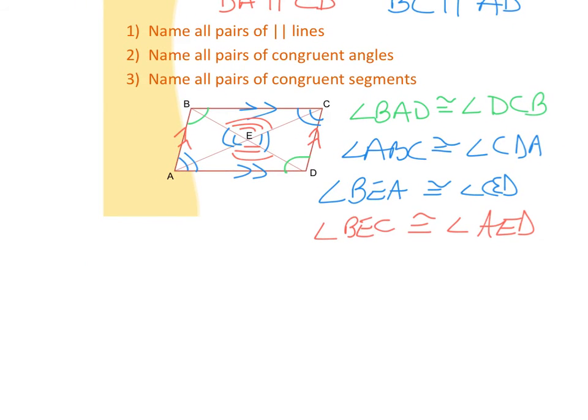Okay, now we have to name the congruent segments. Picture is getting a little complicated here. Can somebody name me a pair of congruent segments? Isabella. BE and ED. Beautiful. She's giving the bisected diagonal. So the BE and the ED.